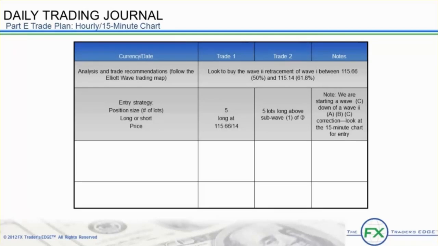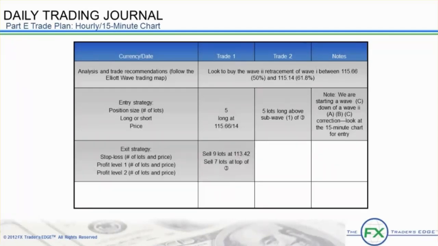What is telling you to enter this trade? Look at the Elliott Wave count in addition to the MACD, moving average crossover, trendline break, continuation chart patterns, reversal chart patterns, and 1-2-3 formation. Determine your exit strategy, your stop loss price, and your profit levels.